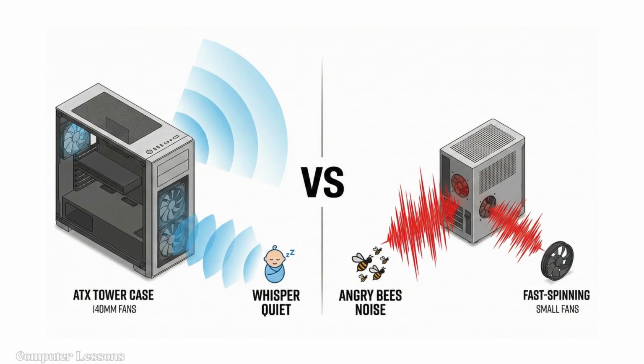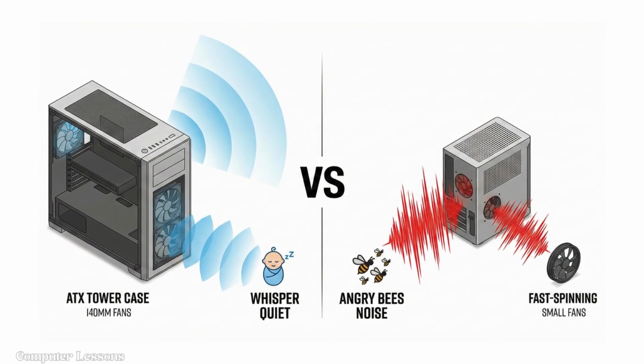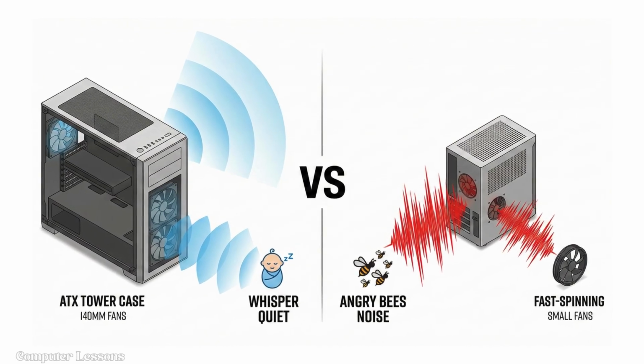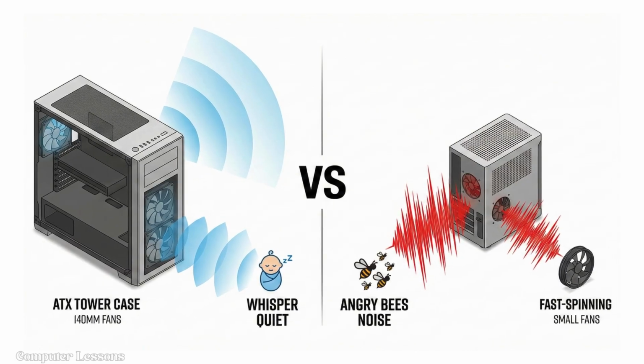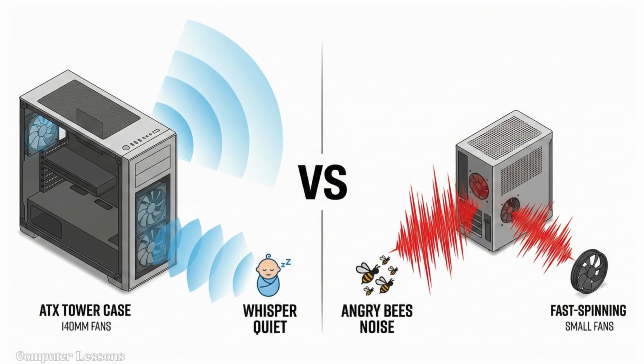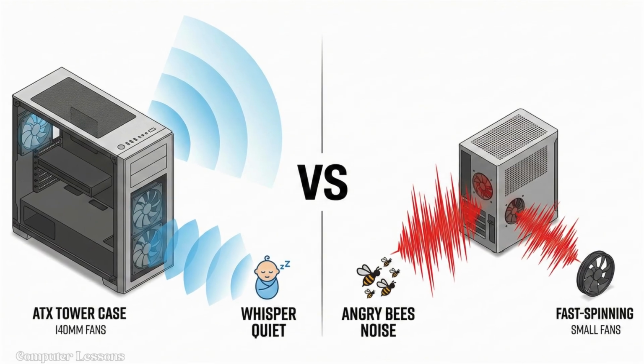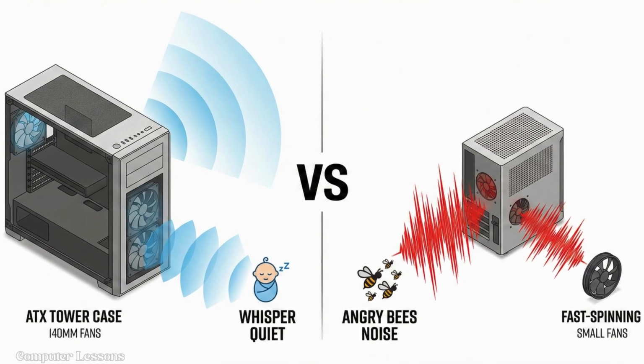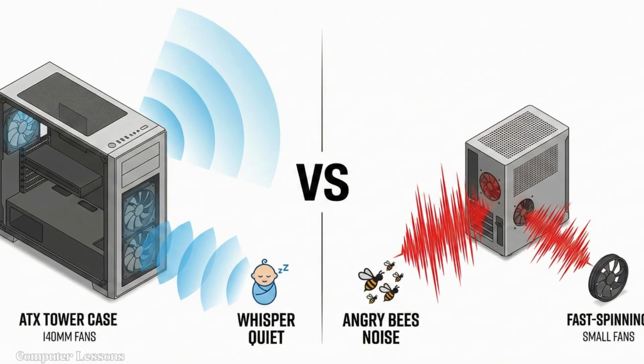Slower spinning means less noise and a lower pitch sound profile. A good case supports these larger fans, allowing you to have a system that is whisper quiet, even under load. Smaller cases often force you to use small, high-pitched fans that sound like a swarm of angry bees.